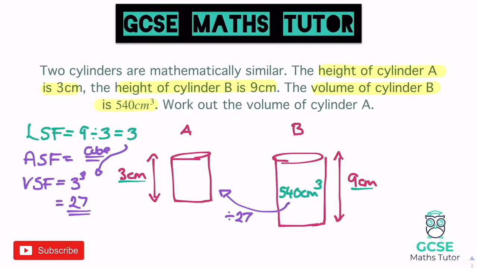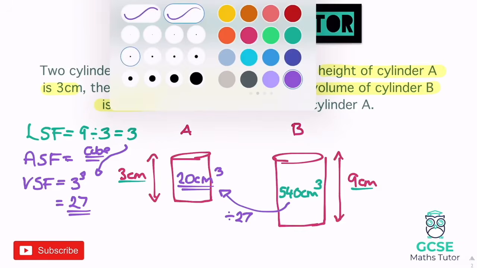Now 540 divided by 27 without a calculator isn't too bad. 27 goes into 54 twice, so it goes into 540 20 times. So my answer for this one is going to be 20 centimetres cubed. And that's our final answer there. So let's just write that down here this time.